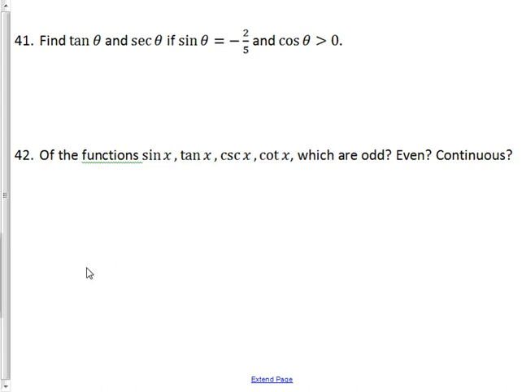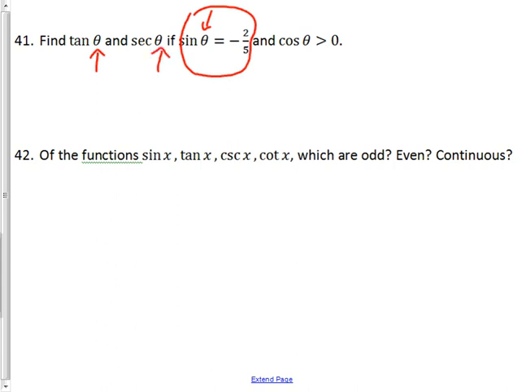So we are on number 41 in your packet. If you look at 41 just briefly, it is about finding degrees. I am going to try to figure out how many degrees would work for this. If I knew how many degrees it was, with a calculator it is really easy. And then I just have to find tangent of that many degrees, and secant of that many degrees.